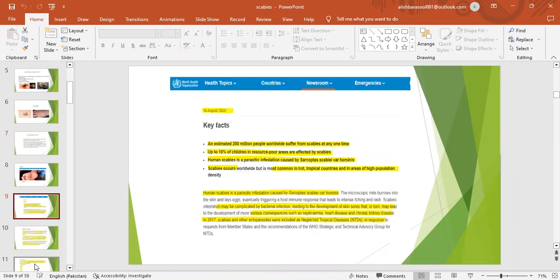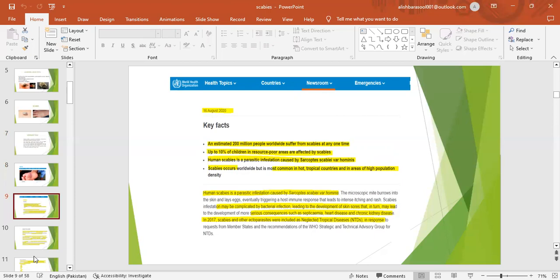Key facts: an estimated 200 million people worldwide suffer from scabies at any one time. Up to 10% of children in resource-poor areas are affected by scabies. Human scabies is a parasitic infestation caused by Sarcoptes scabiei var. hominis. Scabies occurs most commonly in hot tropical countries and in areas of high population density. Serious complications such as septicemia, heart disease, and chronic kidney disease may occur.